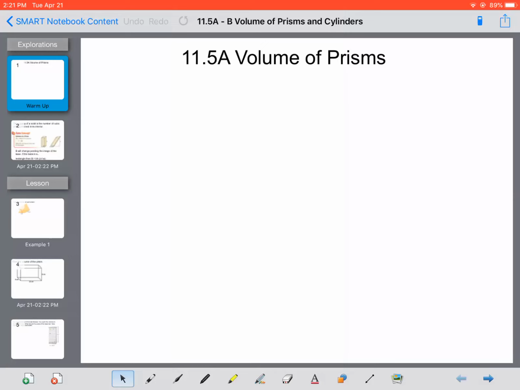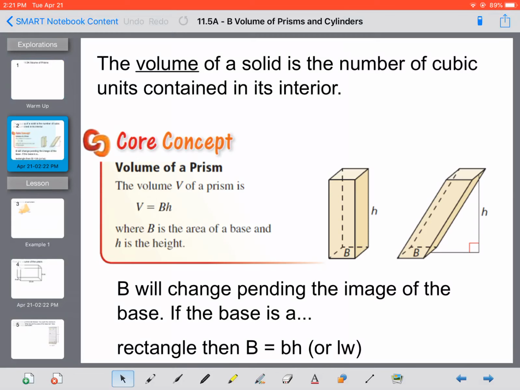Hello, today we're going to talk about the volume of prisms. So our equation, if we recall, volume is how much fits inside of a three-dimensional image. So it's the air inside, not the surface of it. So our volume formula is B times H.